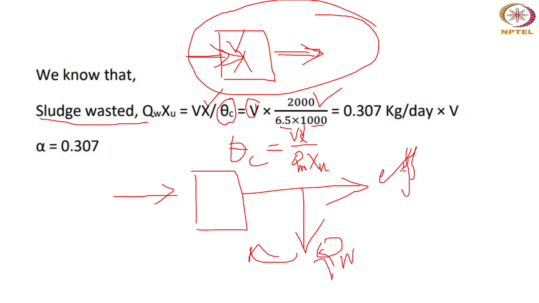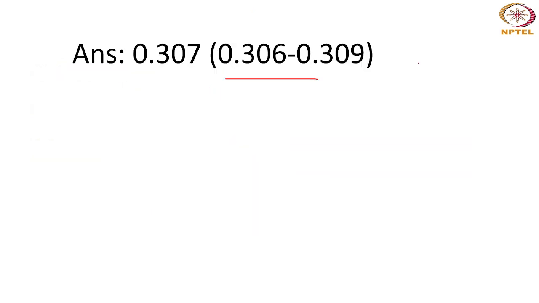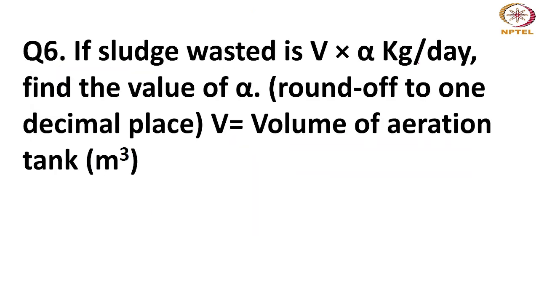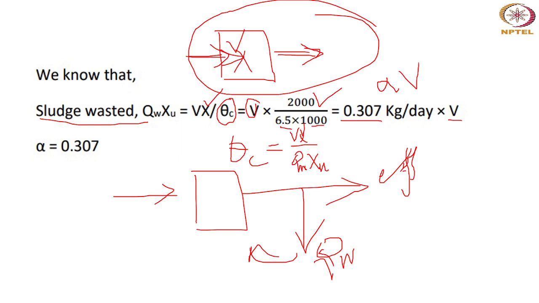6.5. And this 1000 is to convert the units. So be careful for the units. Take care of all the units. You have to convert it again and again. So I'm getting 0.307 kg per day multiplied by V. So this is my alpha. So alpha multiplied by V it was. The question was to find out what is alpha, right? We are not putting the value of V here. We are just trying to calculate the alpha value.